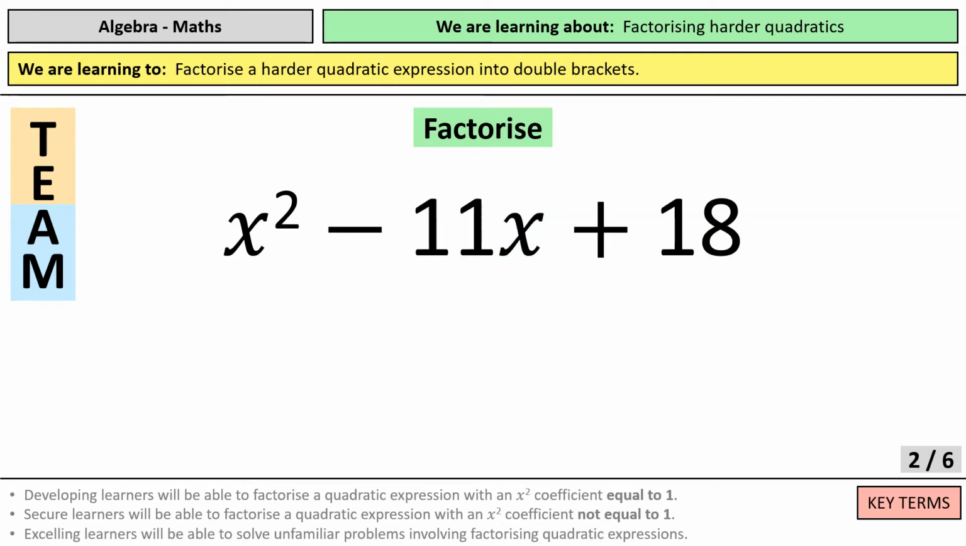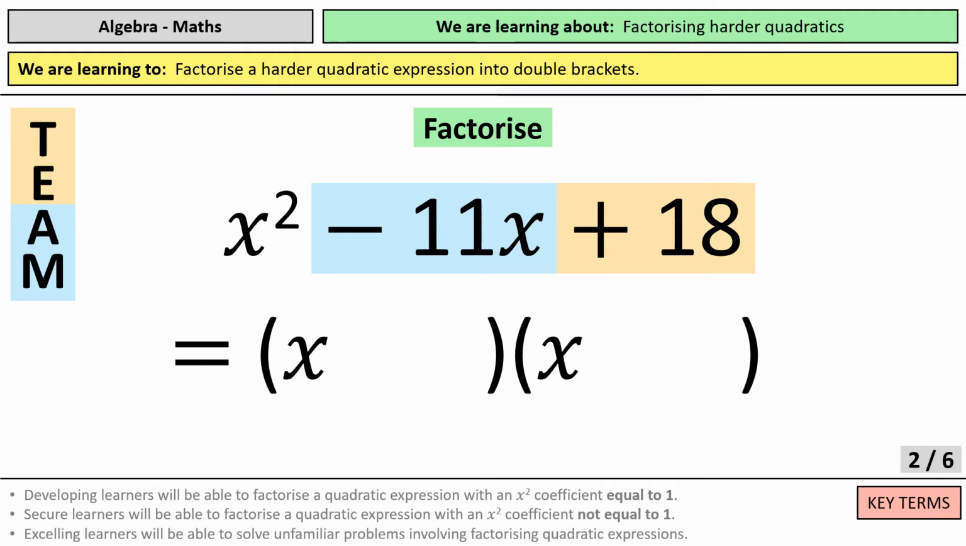A second example, again, set up the same. x at the start of both brackets. Looking for pairs that multiply to give 18: 1 times 18, 2 times 9, 3 times 6. And the most obvious one that I can make minus 11 with is a 2 and a 9. But this time, it's not plus 11, it's minus 11. So both my numbers need to be negative. Minus 2, minus 9. That will give me the minus 11.